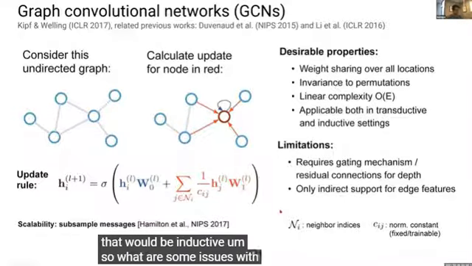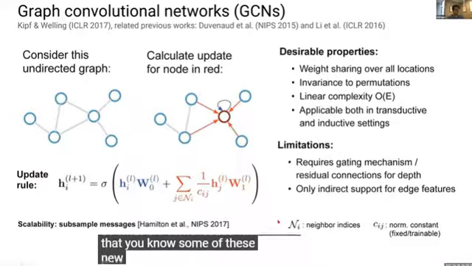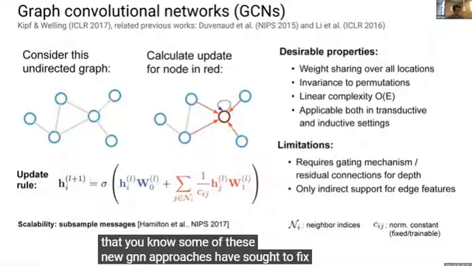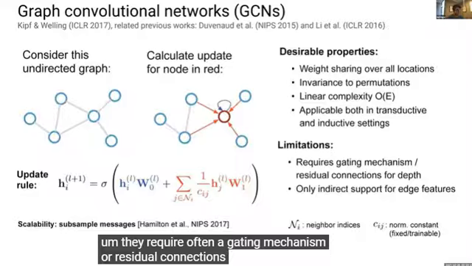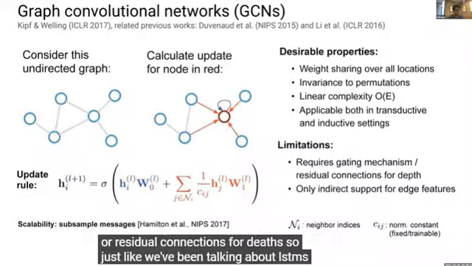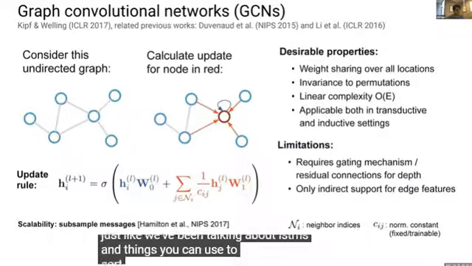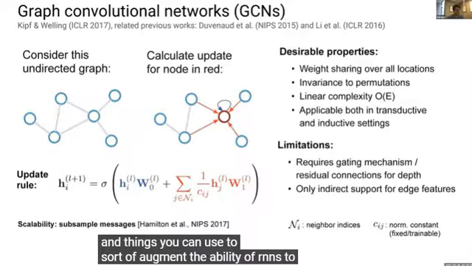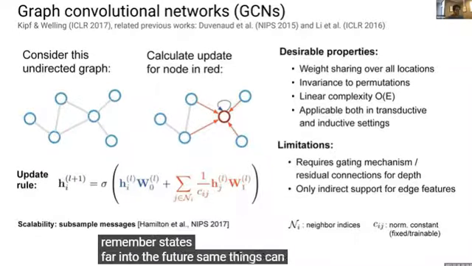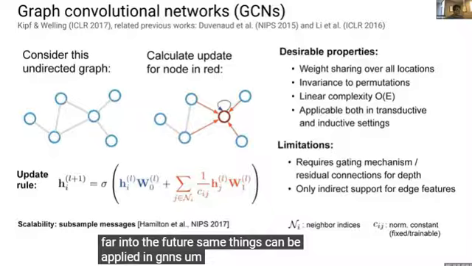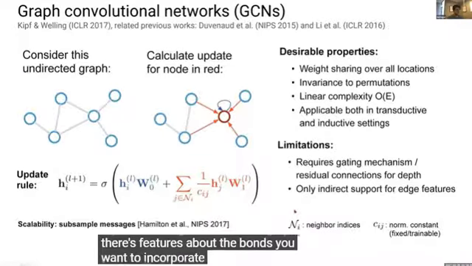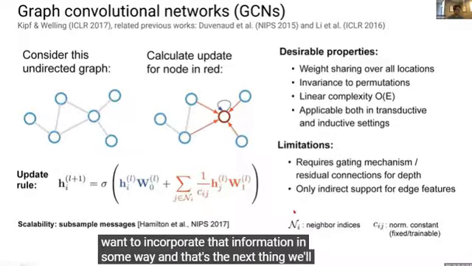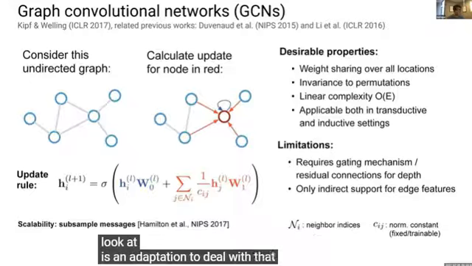So what are some issues with this that some of these new GNN approaches have sought to fix? They often require a gating mechanism or residual connections for depth. Just like we've been talking about LSTMs and things you can use to augment the ability of RNNs to remember states far into the future, the same things can be applied in GNNs. They also have only indirect support for edge features. As I mentioned, if you're looking at a molecular graph, there are features about the bonds. You want to incorporate that information in some way. And that's the next thing we'll look at, an adaptation to deal with that.